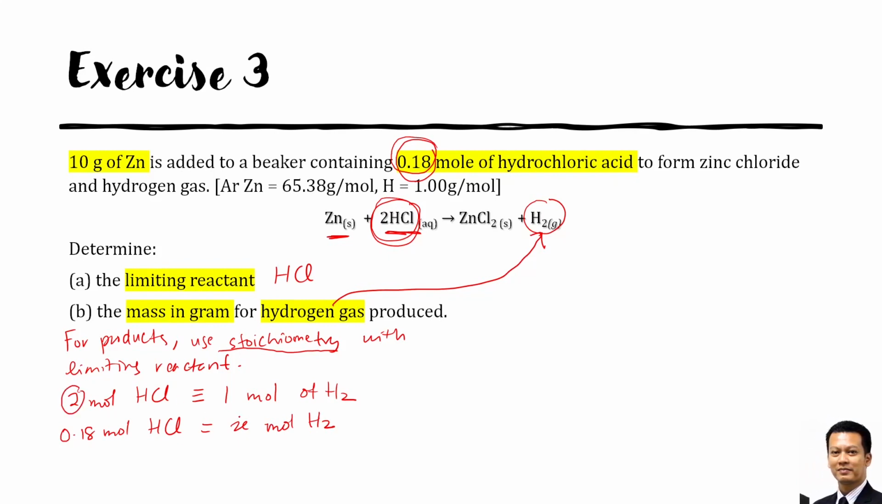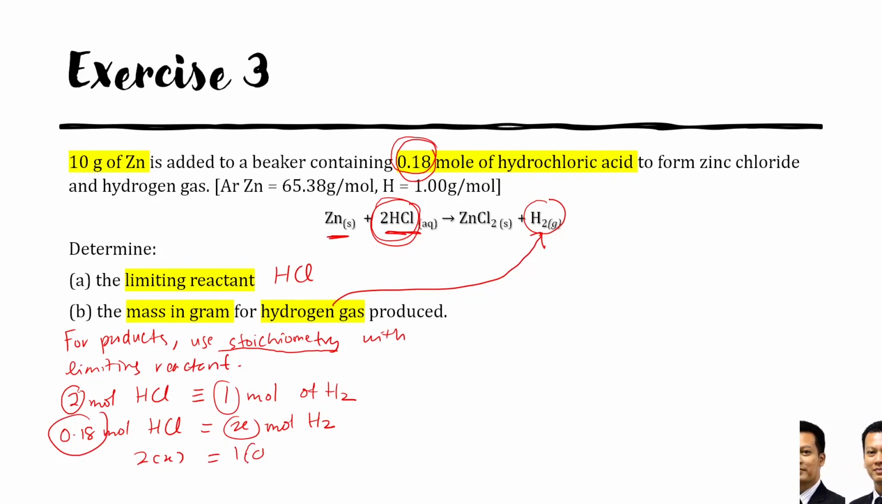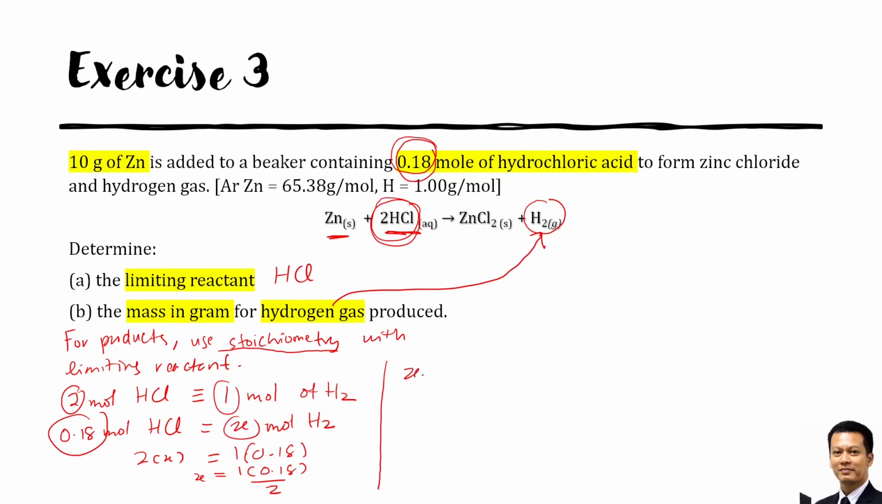So again, cross product, 2 times X equal to 1 times 0.18. So X is equal to 1 times 0.18 divided by 2. So X equal to 0.09 mole. Again, what is X? X is mole of H2. So now you get the mole. Why do you need to find the mole? Because for you to find the mass, you need to relate to the mole, right? Because mole is the only thing that you can relate to stoichiometry.